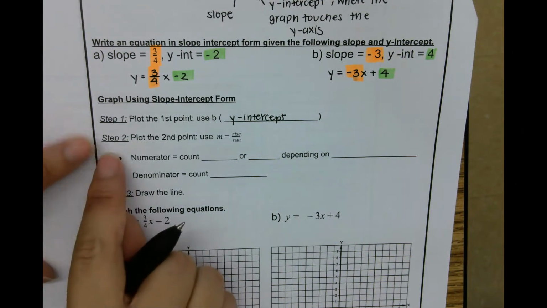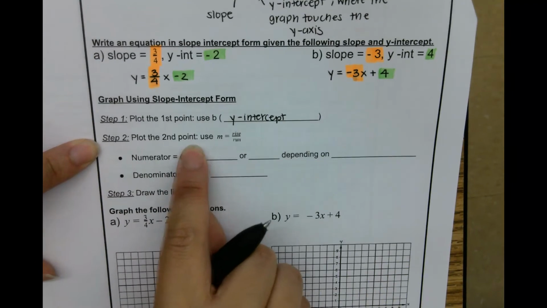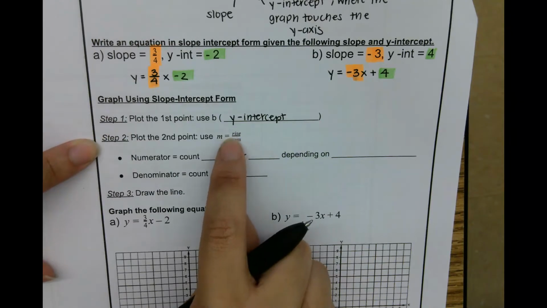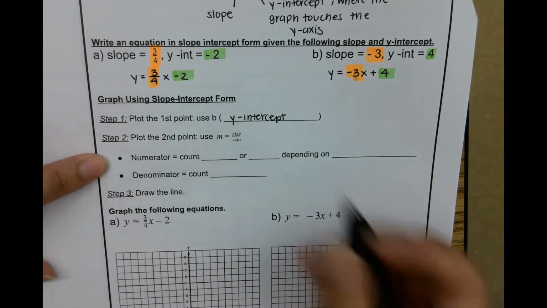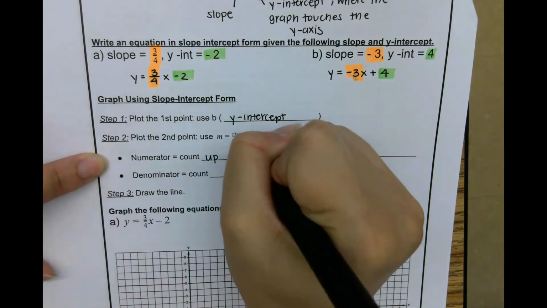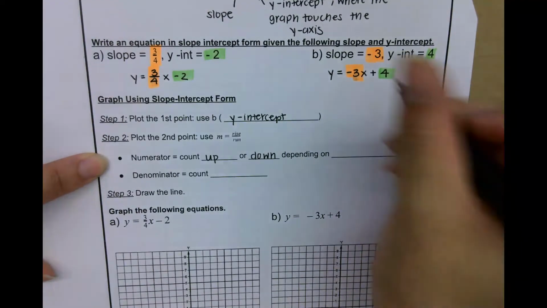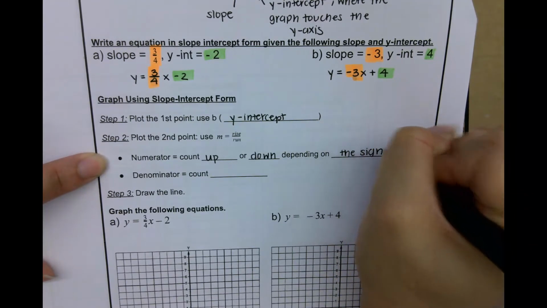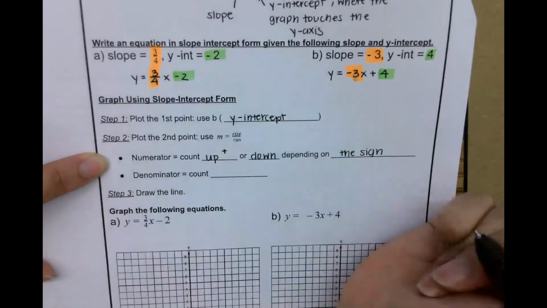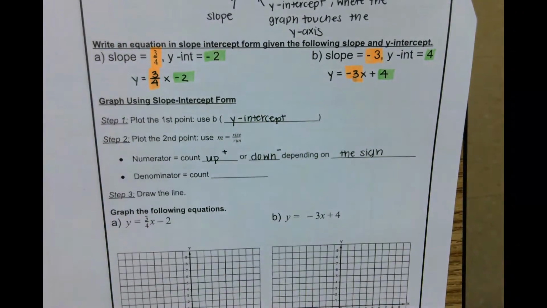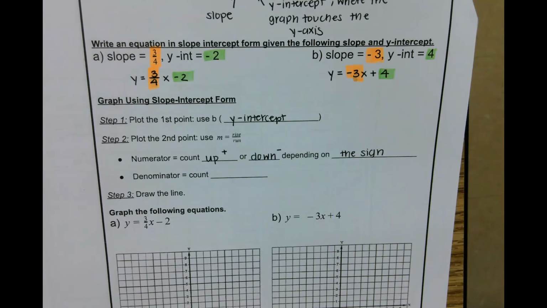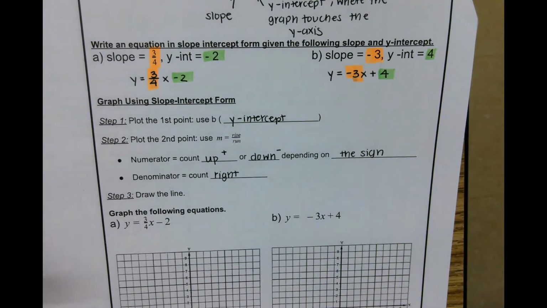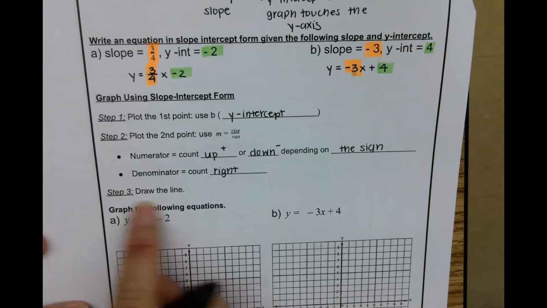Then step 2, you're going to plot the second point, and you're going to use slope, rise over run. The top, the numerator, is rise, so you're going to either count up or down depending on the sign. You're going to count up if your sign is positive, and count down if it is negative. Then for your denominator, you're going to count that many spaces to the right. You plot that point, and then step 3 is to draw the line.